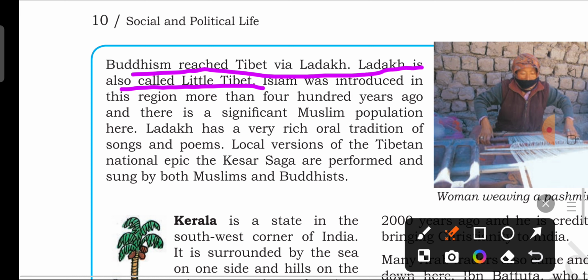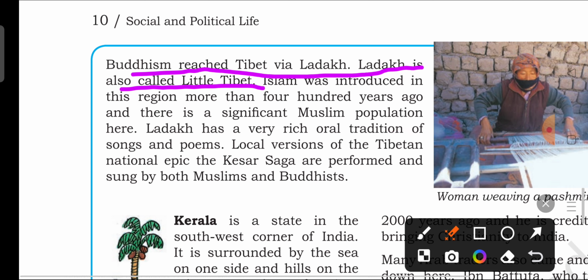Islam was introduced in this region more than 400 years ago, and there is a significant Muslim population here. And see, here comes the diversity now. Not only Buddhists are living here in Ladakh, you will find Muslims also. As in Kashmir and Jammu, you will find lots of Muslims there, isn't it? So they might have gone to Ladakh and settled there. So Muslims are also found, and not only Muslims, Hindus are also found. So that is why we say India is a diverse country. In one state only you will find many religions and many groups of cultures being followed, and they are living peacefully there.